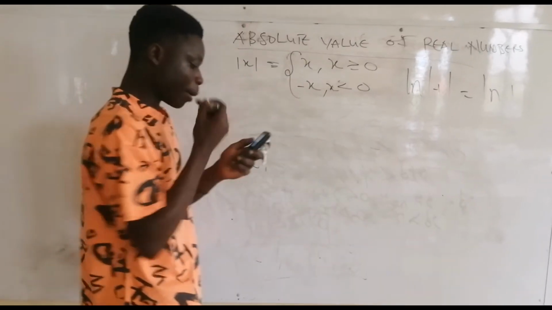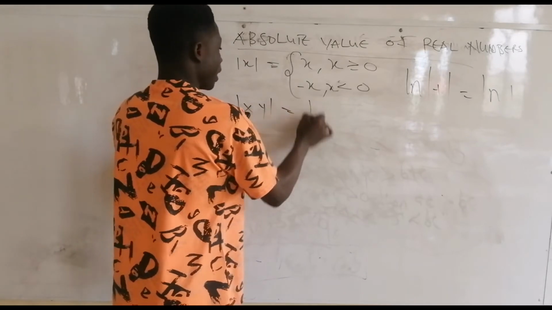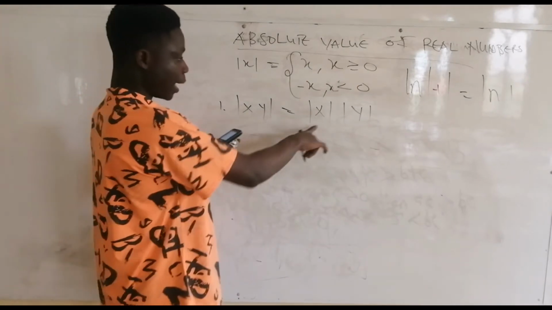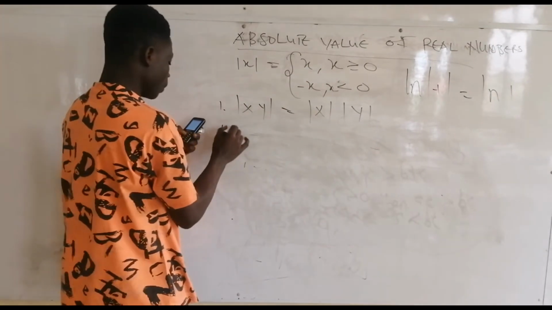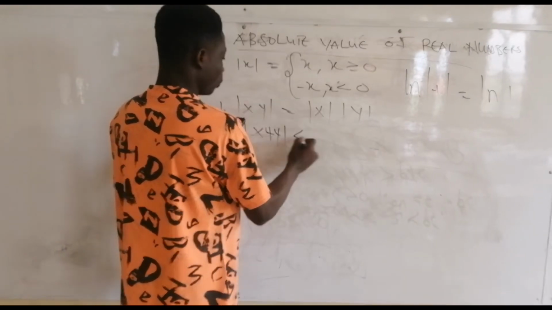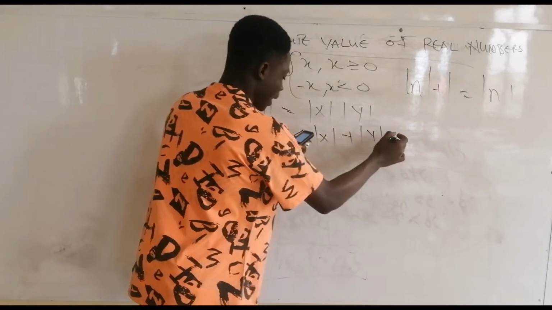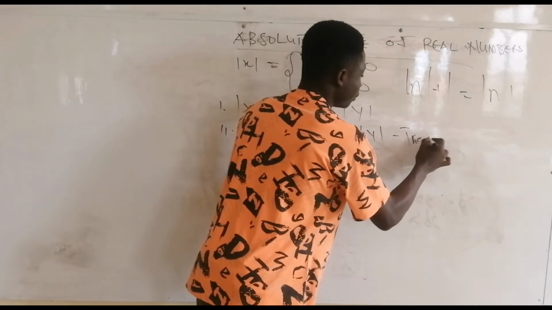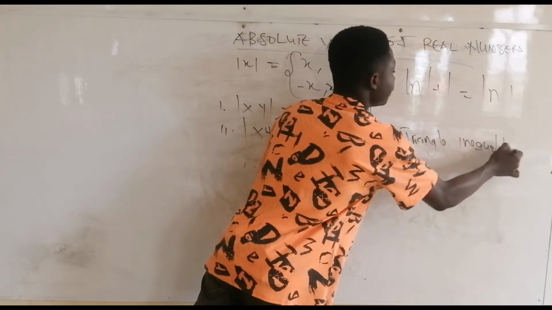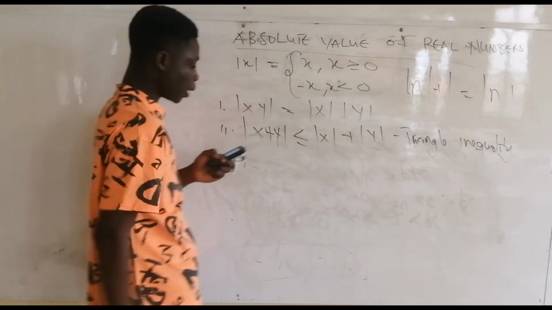The first one is that the absolute value of x times y is equal to the absolute value of x times the absolute value of y. Let's go. The absolute value of x plus y should be less than or equal to the absolute value of x plus the absolute value of y. And this is called the triangle inequality. So take note of this. When it is a property like this, it is called a triangle inequality.